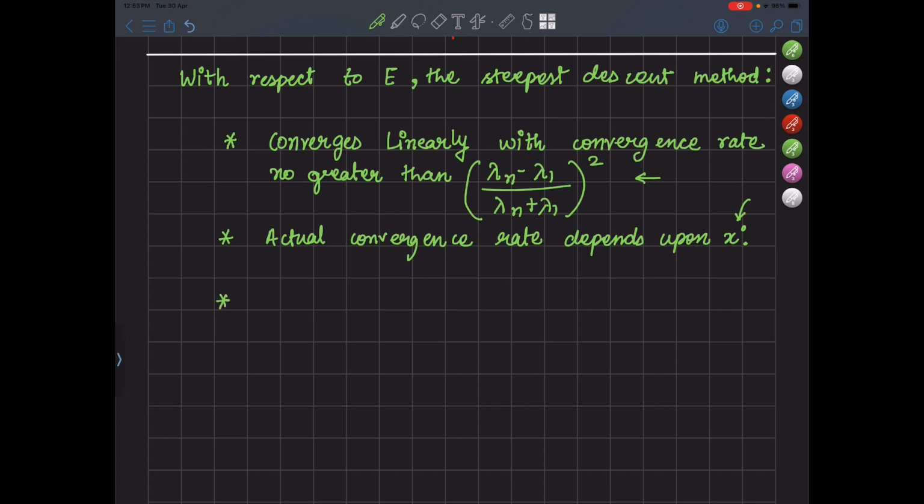Now let's define something related to these eigenvalues, because they play an important role, right? So define the condition number of H, R, which is equal to lambda n upon lambda 1. So we define a condition number R, which is the ratio of the largest eigenvalue to the smallest eigenvalue of H.